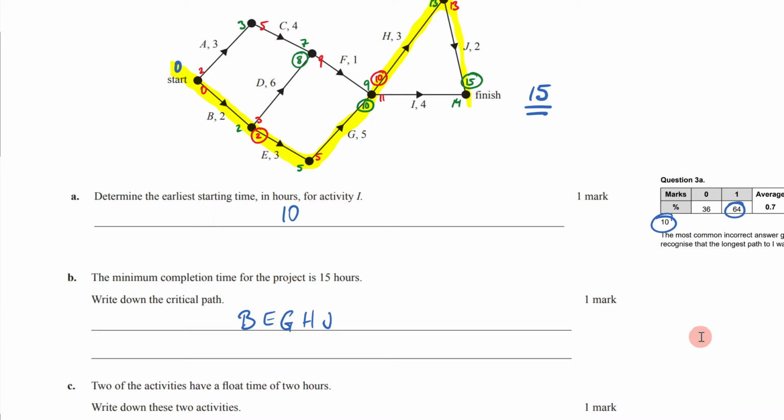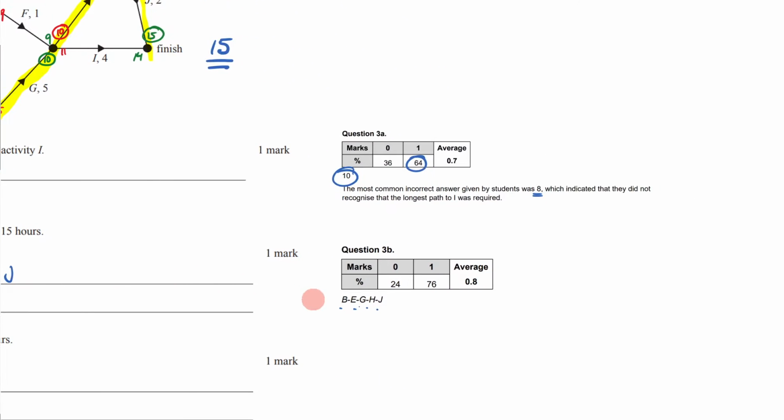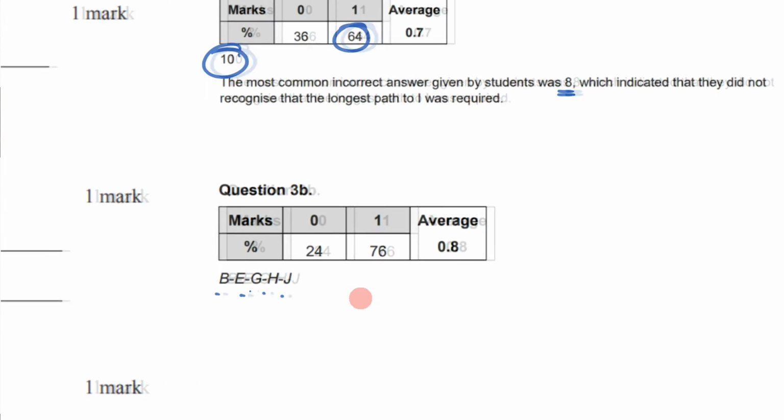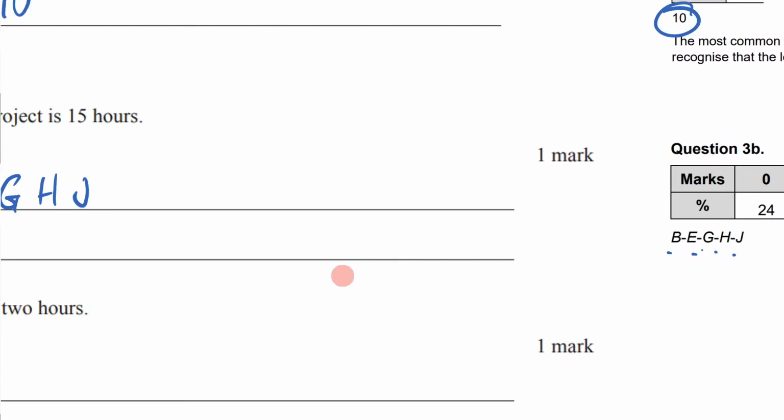All right, let's see how many people got this one correct. As you can see, B, E, G, H, J. So that's going to be 76% of people got that correct. We continue on.